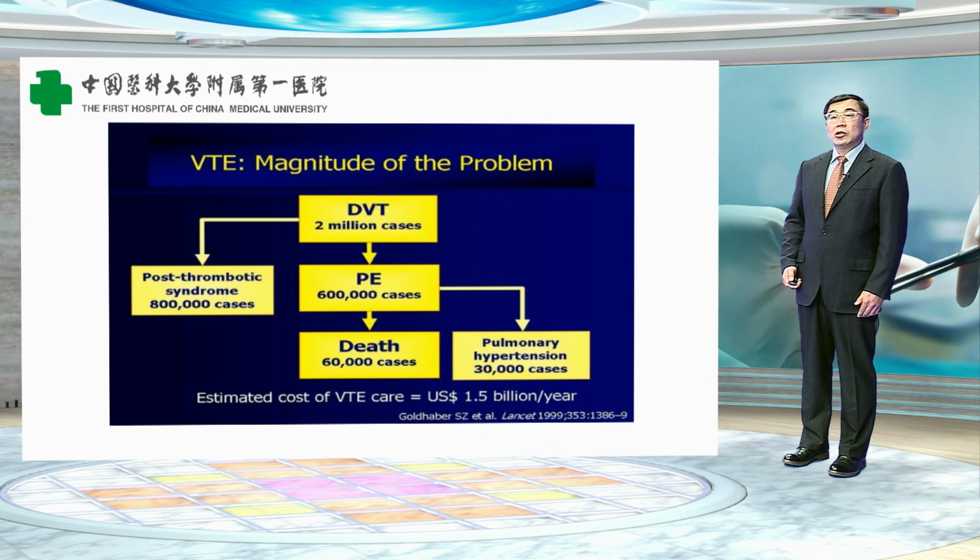This slide shows the magnitude of VTE. There are 2 million cases of DVT per year in the United States, and about 600,000 cases develop PE and cause 6,000 deaths, with an estimated cost of VTE care of about $1.5 billion per year in the United States.